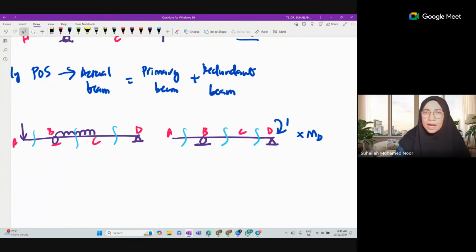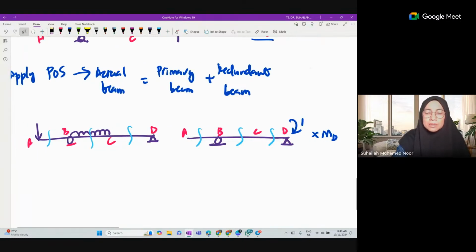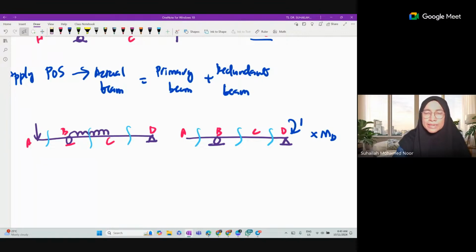So these are the 2 determinate systems, determinate beams, to be analyzed. One is called the primary beam, another is called the redundant beam. This is the primary beam, this is the redundant beam, subjected to a unit value of MD.